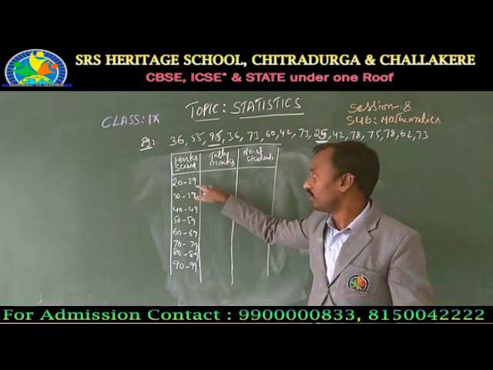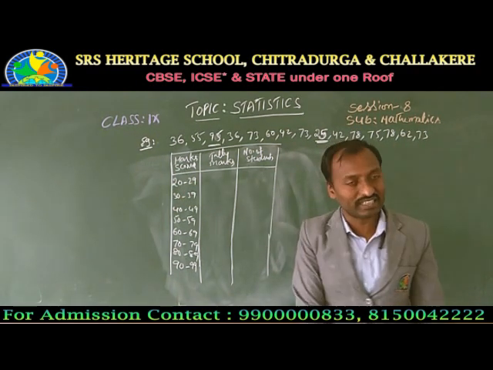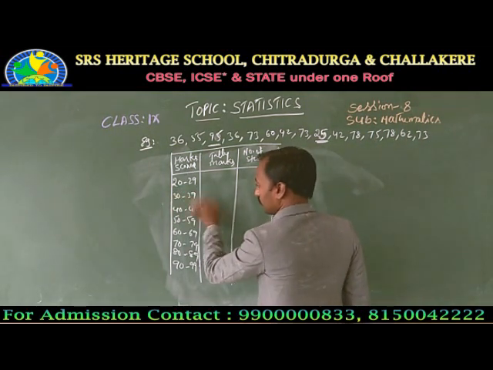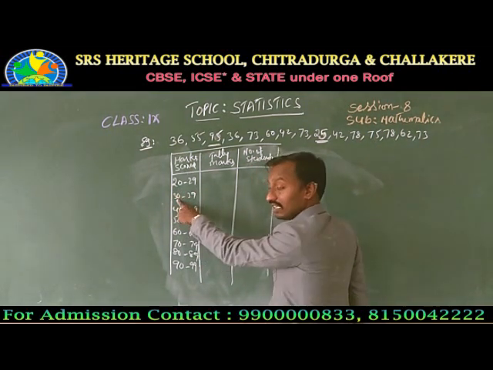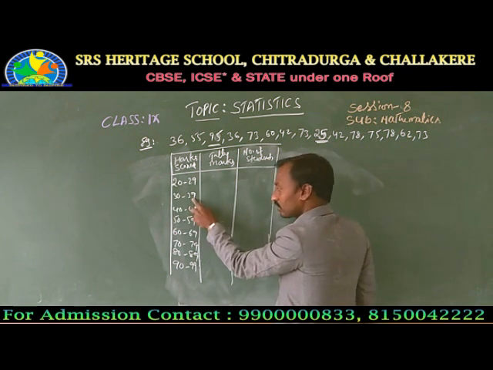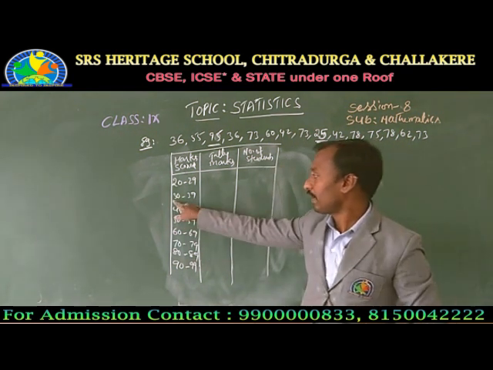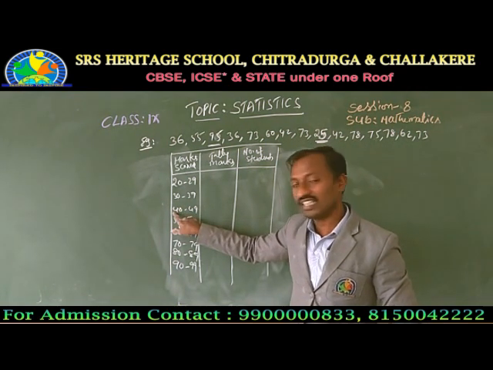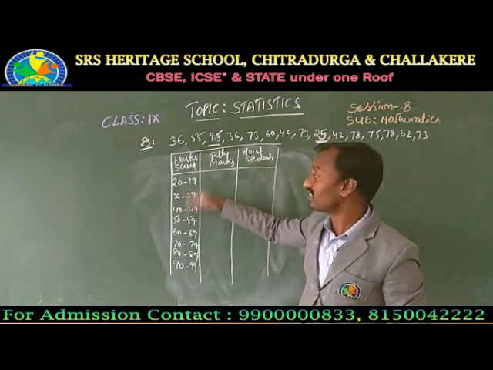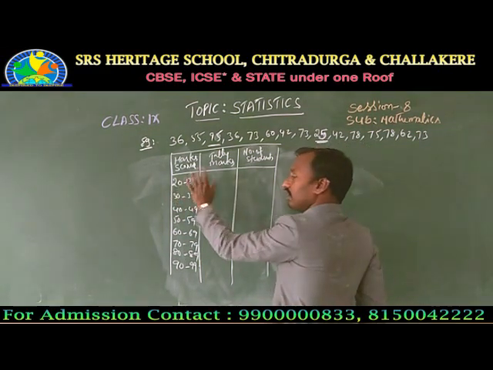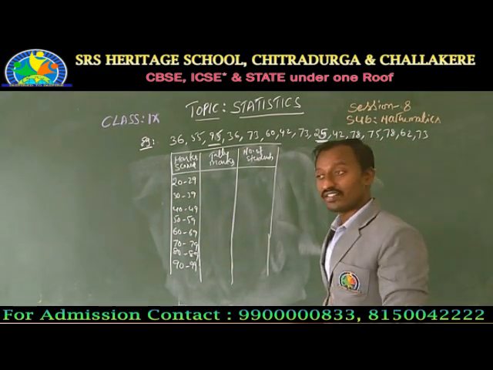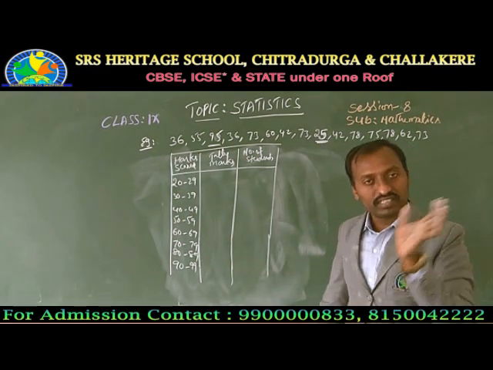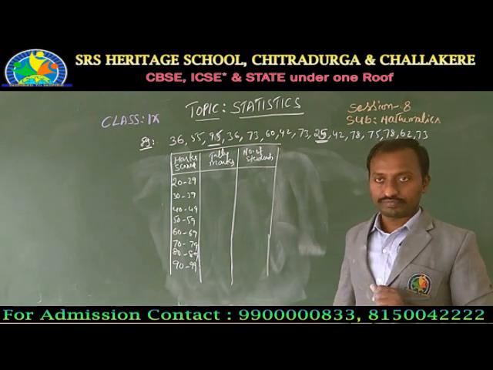These are called groups, also called class intervals. In a class interval, the least value is the lower limit, the greatest value is the upper limit. What is the upper limit of 40 to 49? 49 is the upper limit, 40 is the lower limit. What is the size of the class? The difference between the lower and upper limits, that is 10 here. For 20 to 29, the size of the class is 10.